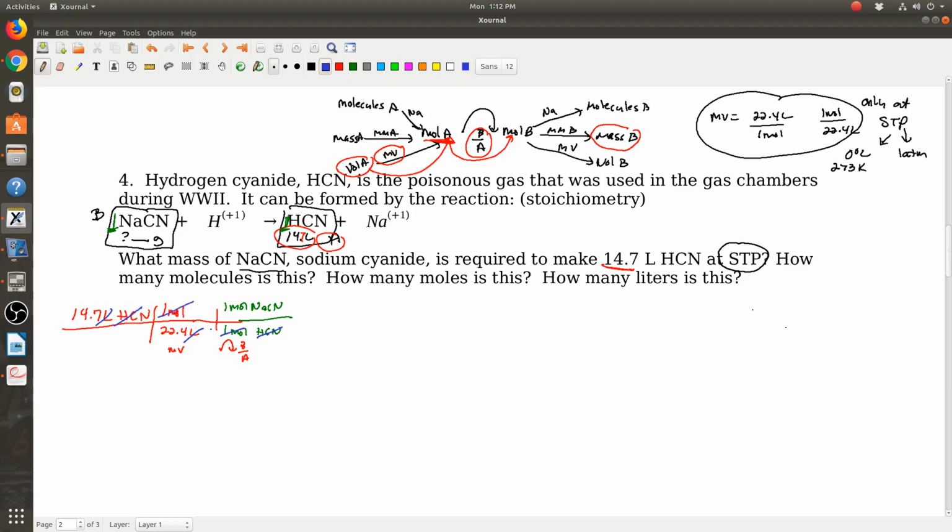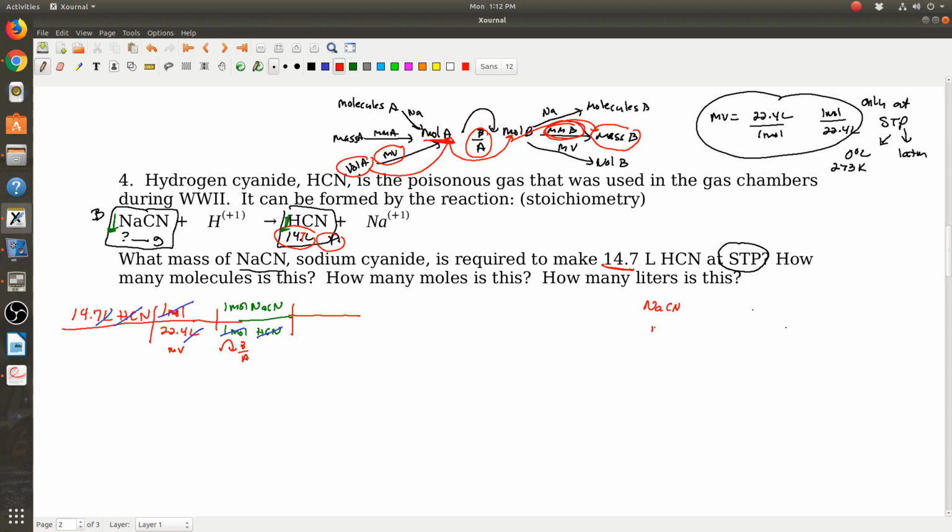Moles cancel, and so I have moles of sodium cyanide, which is one of the questions, but we're going to come back to that in a minute. All right, what's the next step? I need to get to mass, so I've got to figure out the molar mass of molecule B, sodium cyanide. I'm going to do it over here real quick.